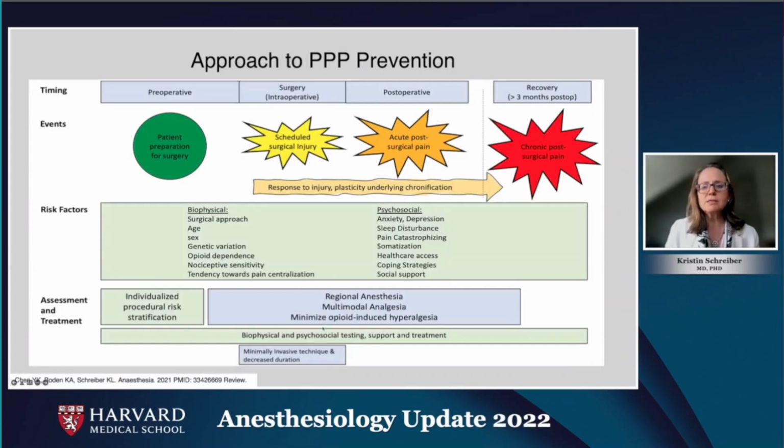So if we bring this into an overall approach to preventing persistent post-surgical pain, I think we really need to look at biophysical, psychosocial factors and use that to help us pick which things we want to do in the perioperative period, develop an individualized procedural risk stratification and plan, and hopefully prevent persistent post-surgical pain in those people that are actually at risk for it.